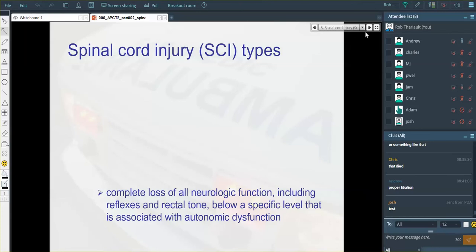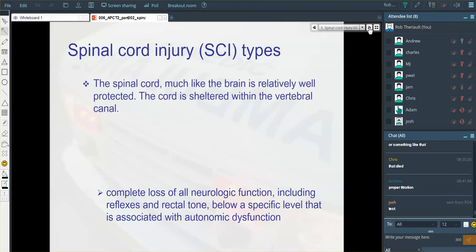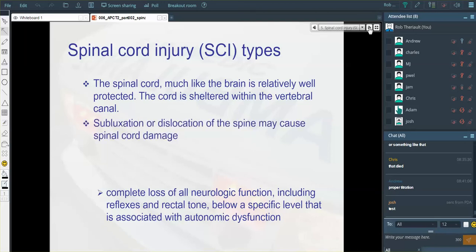Sorry, these bullets are a little out of sequence. So, the cord, like the brain, is relatively well protected within the vertebral canal, and it's also surrounded by cerebrospinal fluid, and that gives it some shock absorption. But subluxations, which is a displacement of the vertebrae by less than 25%, and dislocation, greater than 25%, can cause cord injury, cord damage.